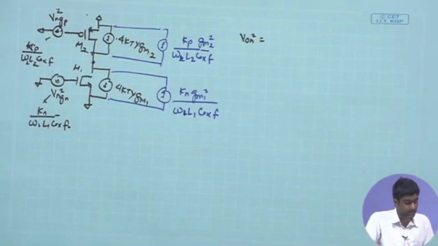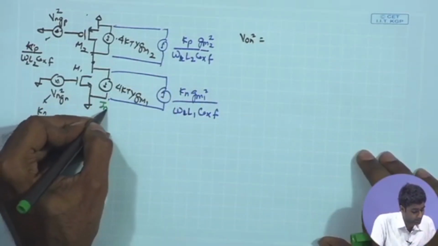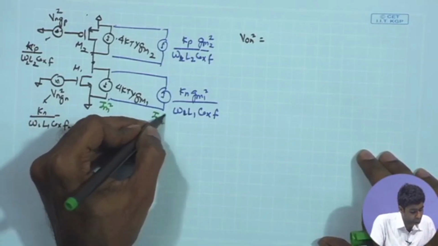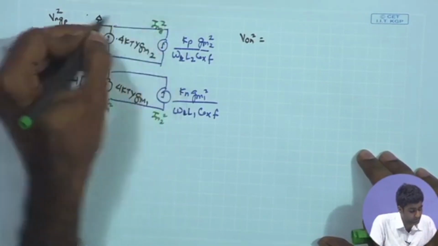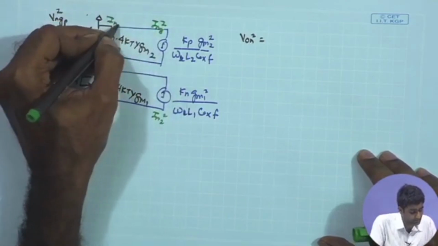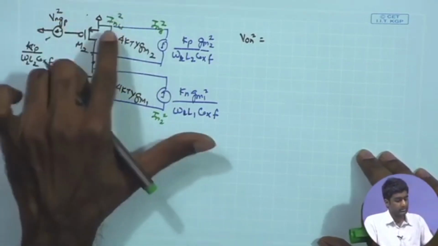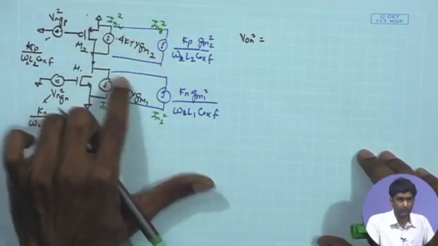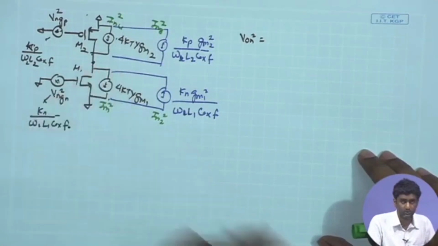So, I can call these currents IN1 square and IN2 square, likewise IN3 square. These are mean square values of the noise current, IN4 square. So, ultimately these are the 4 noise currents which are flowing from the AC ground towards the output node.